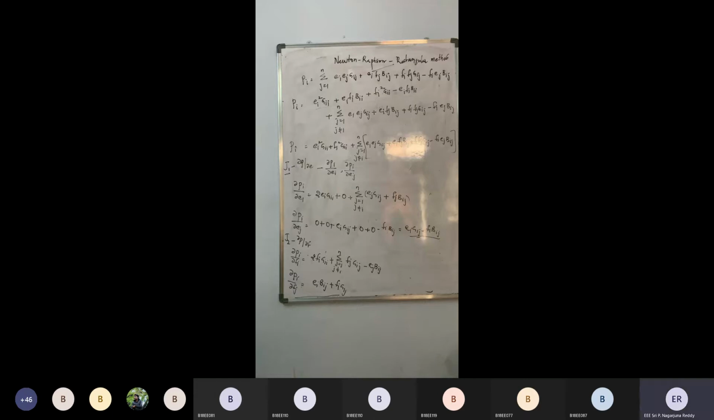How many of you have understood this derivation so far? Can you raise your hand? Only 3? How many of you want it to be repeated? Anybody? Nobody?